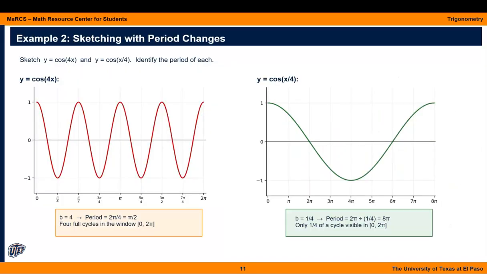Here we compare two cosine functions with different values of b. One graph completes multiple cycles quickly, while the other graph stretches out slowly. This shows how changing b affects the horizontal spacing of the graph.